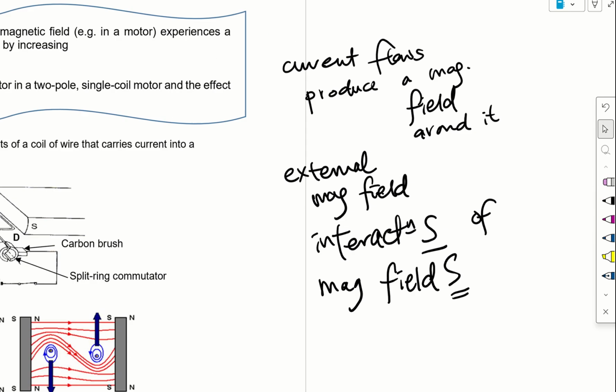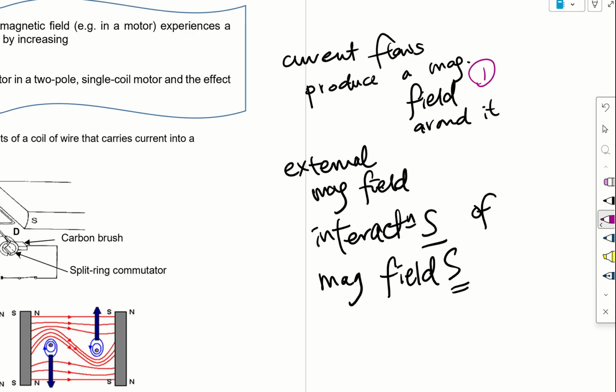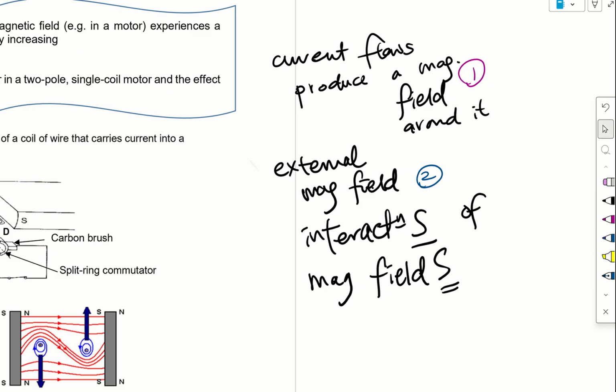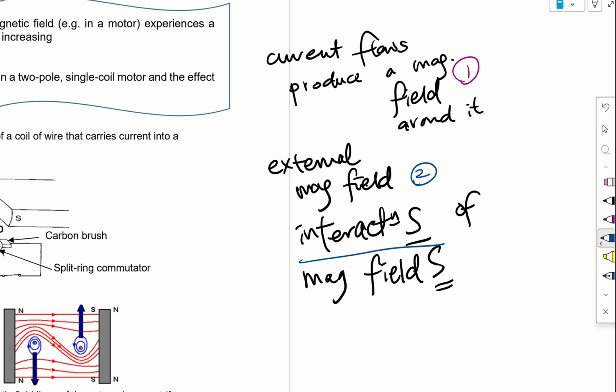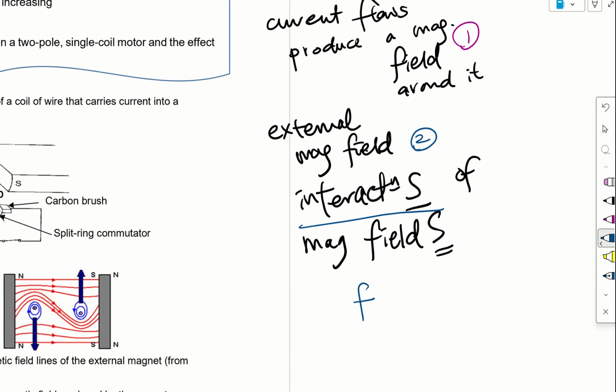So let's say this is the first magnetic field produced by a current. Then the second one is when there is an external magnetic field, be it a magnet being around or another current carrying conductor. So there must basically be two magnetic fields, and when they interact, then there will be a force produced.